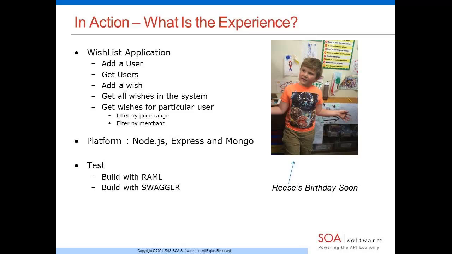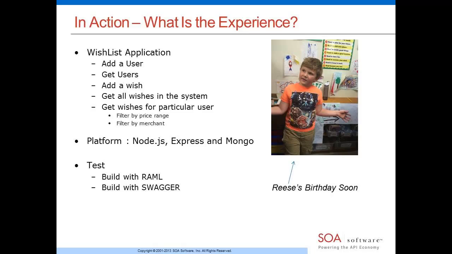He wants all these video games with certain levels and so forth. So when I was trying to think of a scenario, I decided I'm going to create a wish list application. I'm going to use the platform of Node.js, Express, and Mongo. I'm going to make it very basic. I'm going to have add user, add wish, get all wishes, and then get a wish for a particular user, filter by price, so by price range and by merchant and so forth.